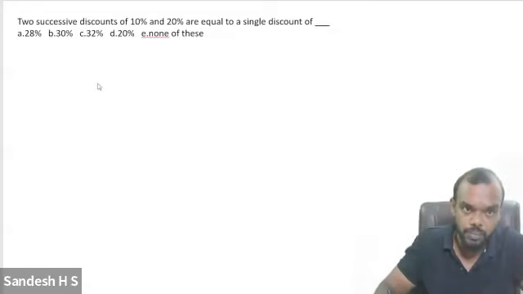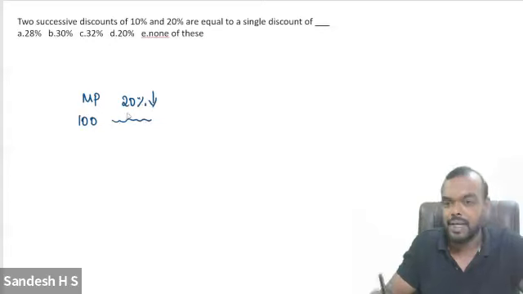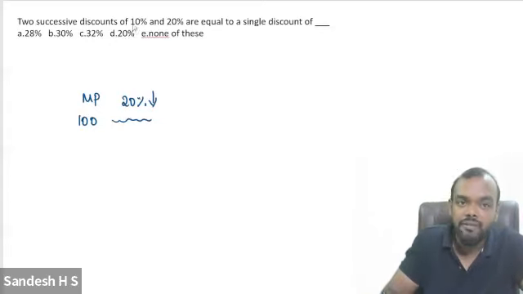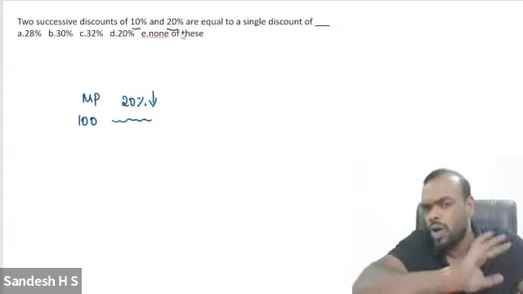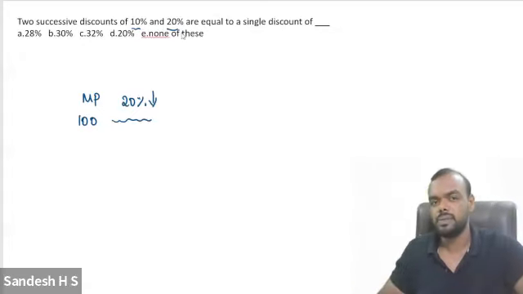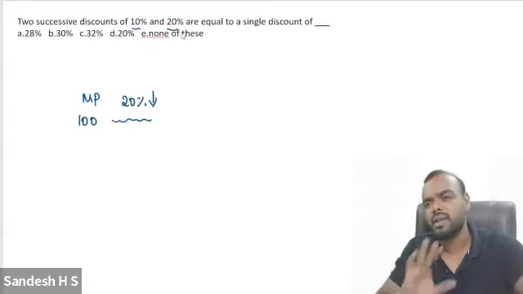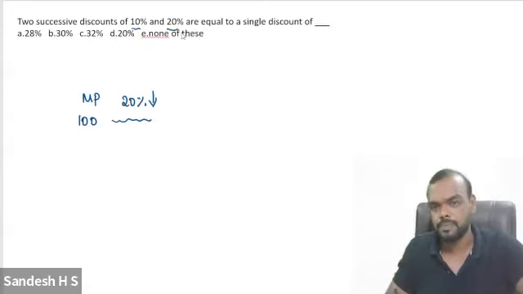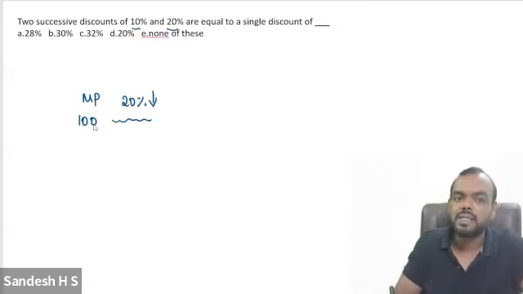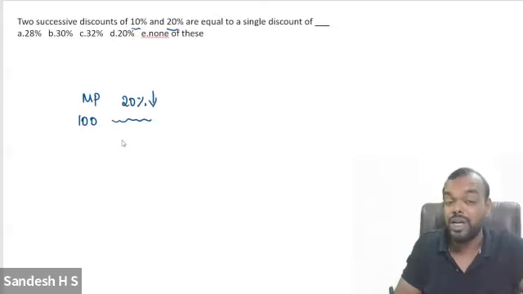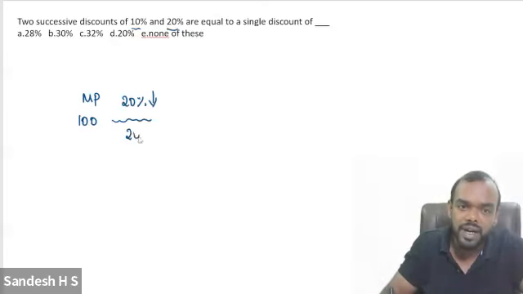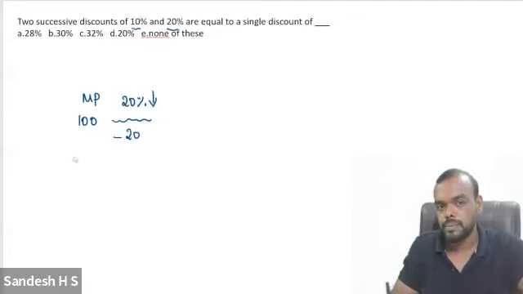Let us assume the marked price as 100. Two discounts are given. First one is 20%. Let me apply this. Discount means a decrease. Whenever in any question, only percentages are given, no other number is given, always start with 100. On this, he gave 20% discount. 20% of 100 is 20 only. I'll decrease it by 20, that becomes 80 rupees.